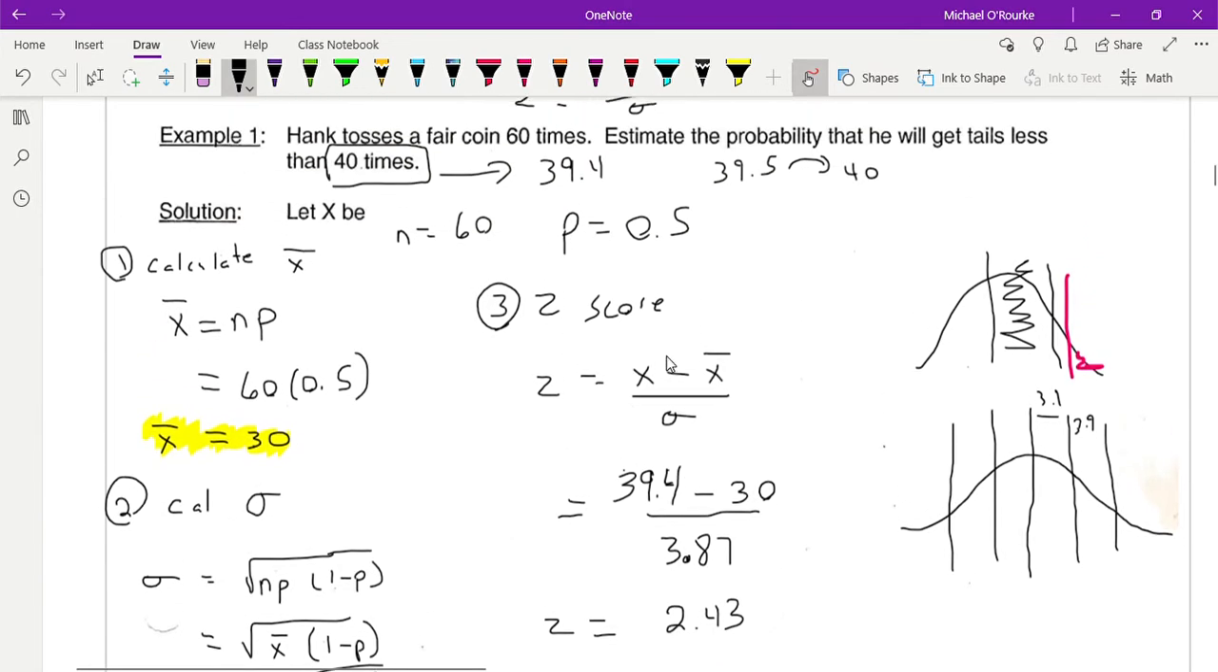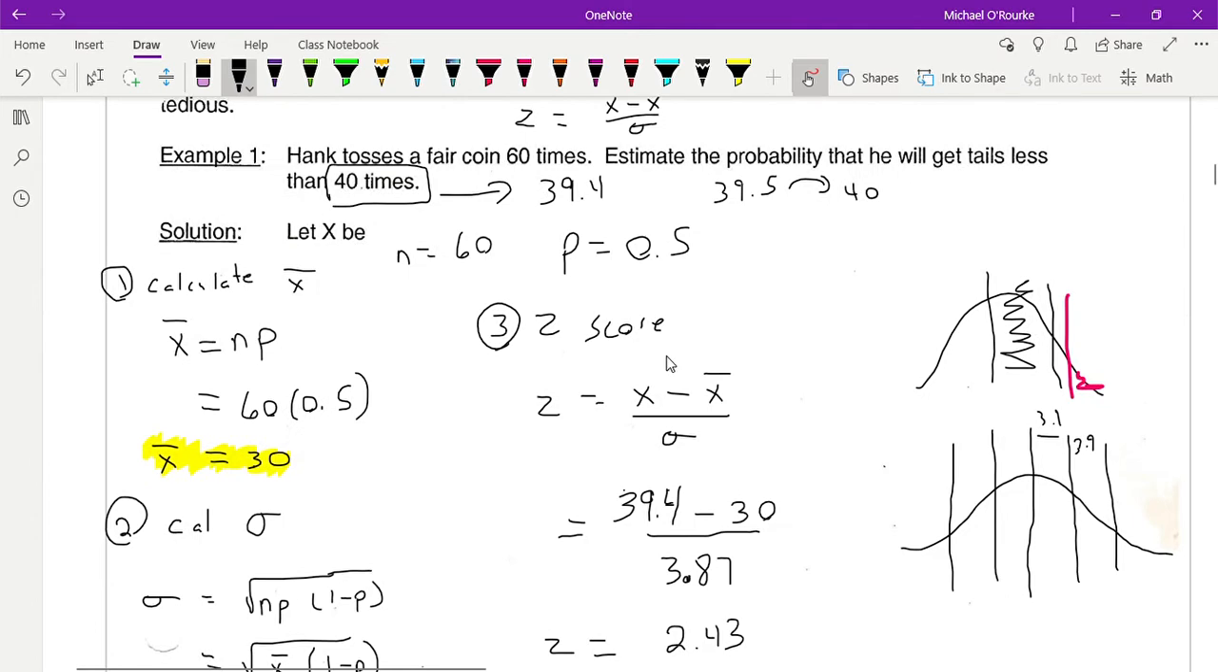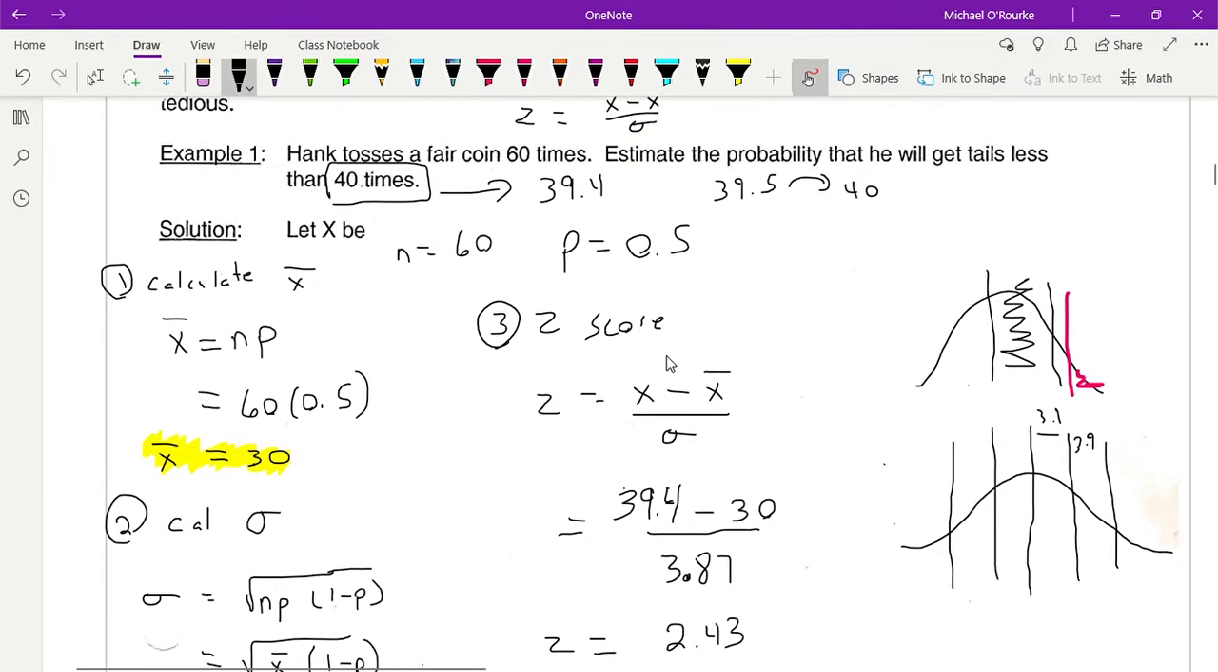39.4 is because we want less than 40. Because if you think about it, if you ran an experiment a whole bunch of times, and you wanted to bring it to 2 decimal places. If you ran an experiment and got 39.5 as your answer, what would you do with that number? You would round up to 40.